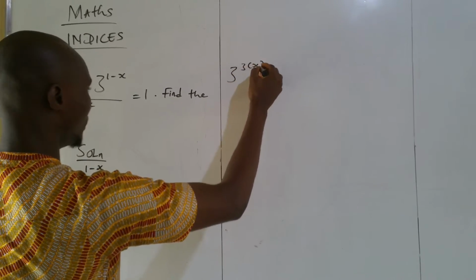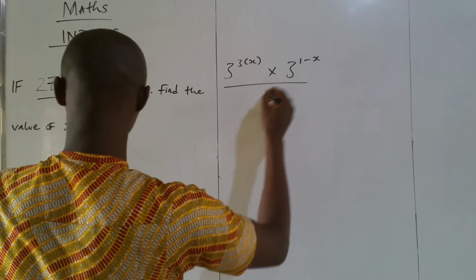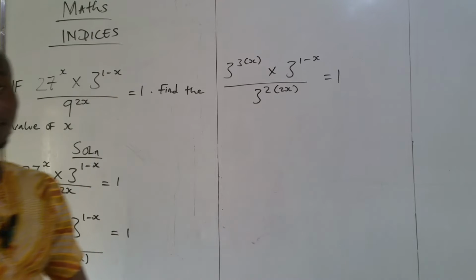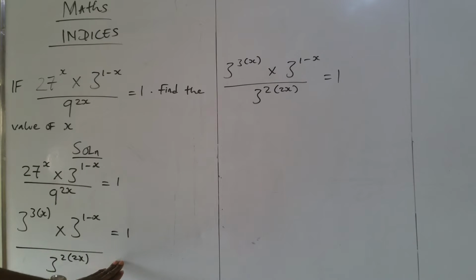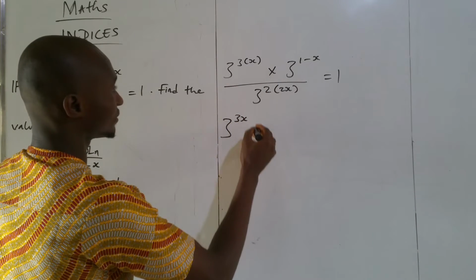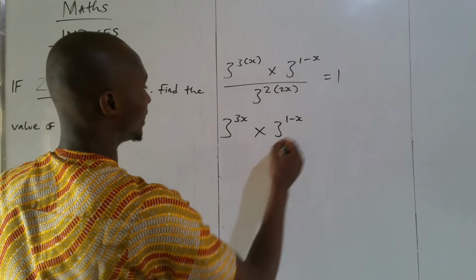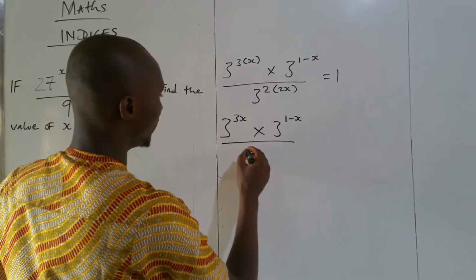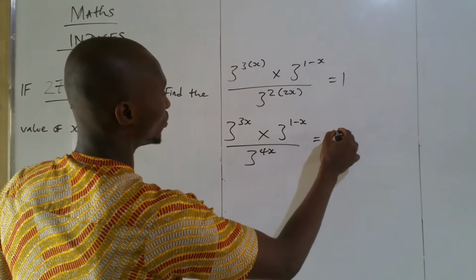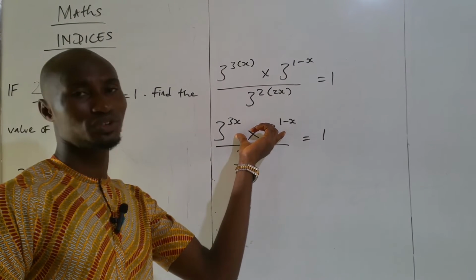I want to repeat the question again here to enable you to understand the steps. Just stay with me. Okay, now I'm done. Look at the question. So 3 times s will give us 3 raised to the power 3x, times 3 raised to the power 1 minus x, all over 3 raised to the power 2 times 2x, which will give us 4x, equals 1.